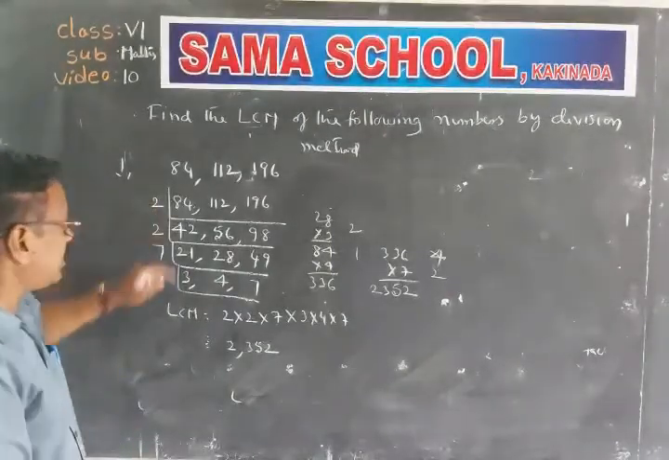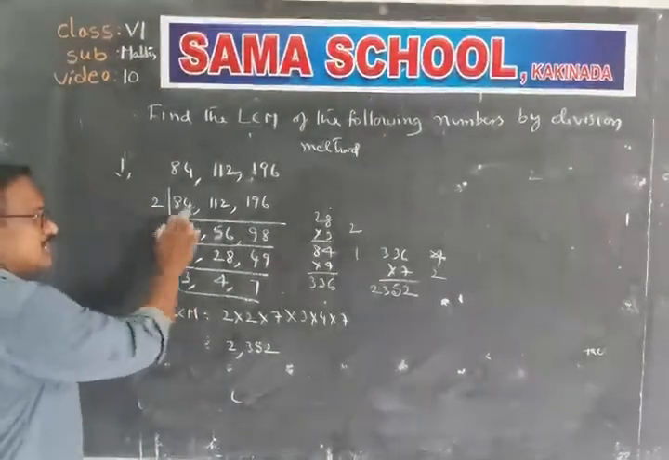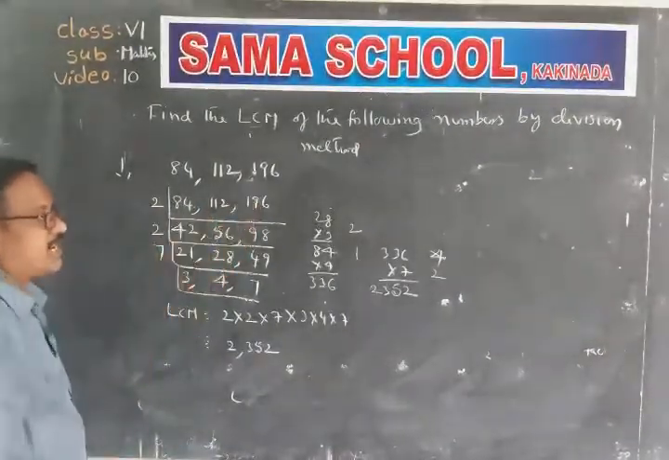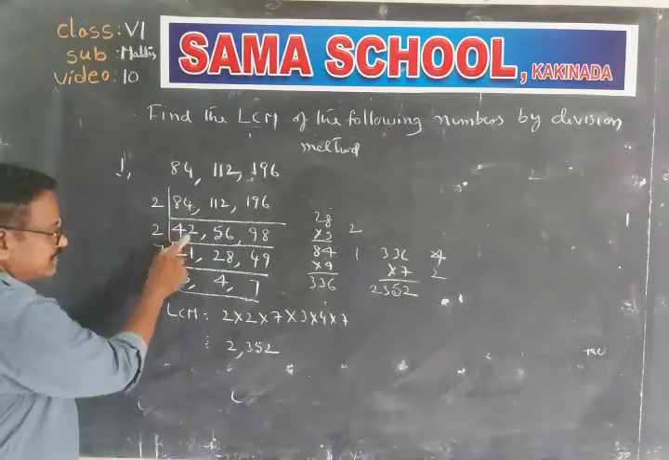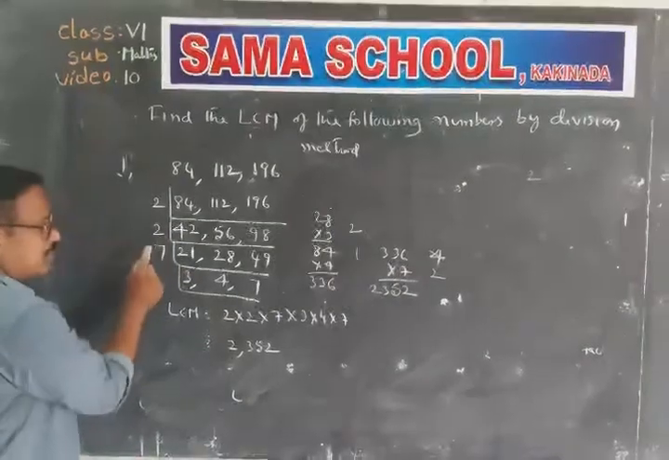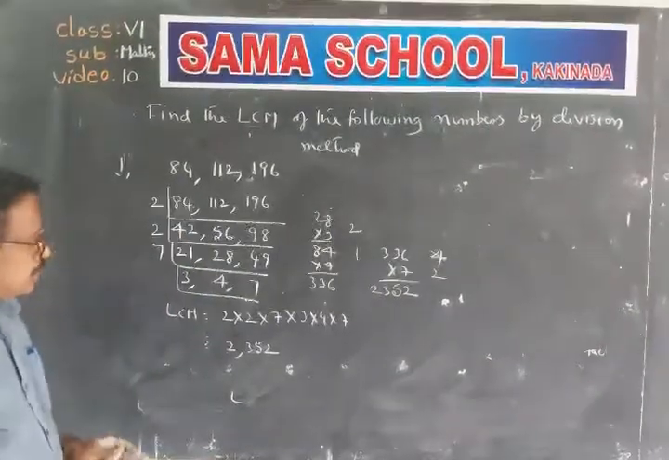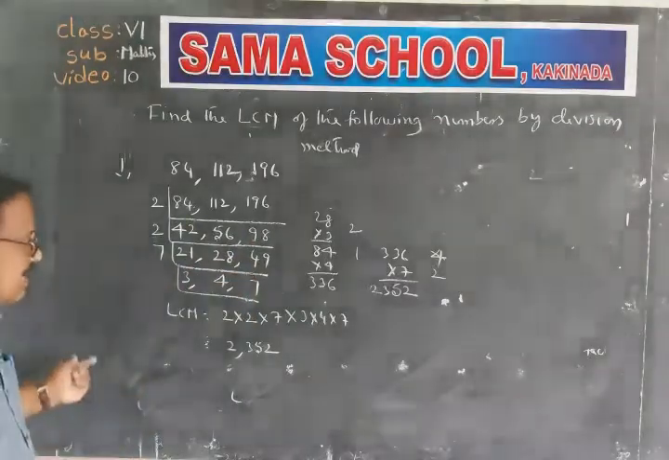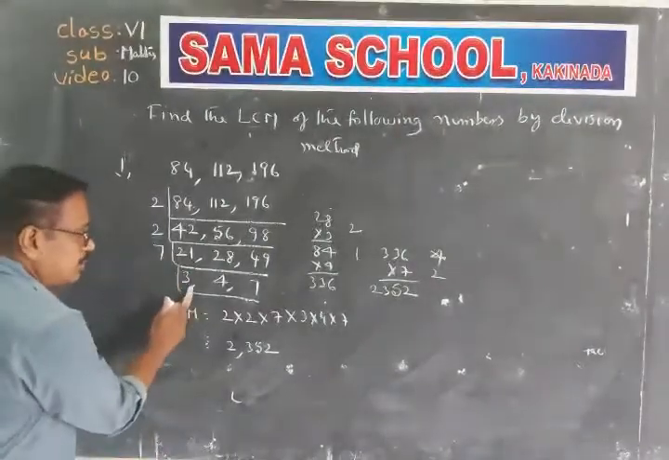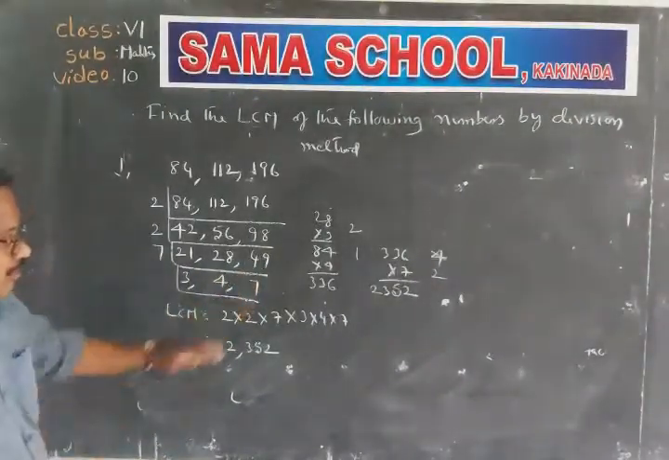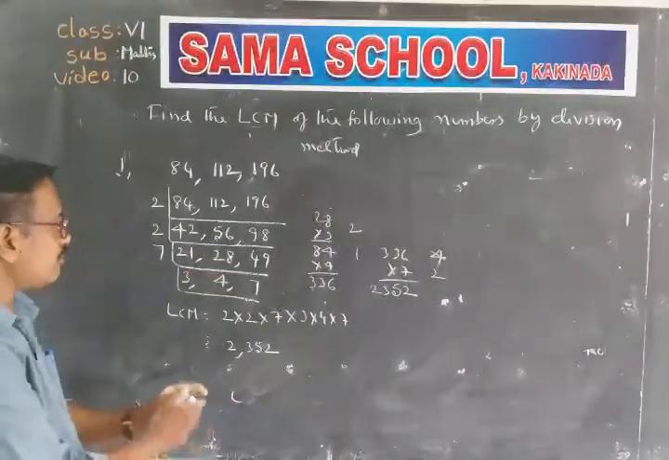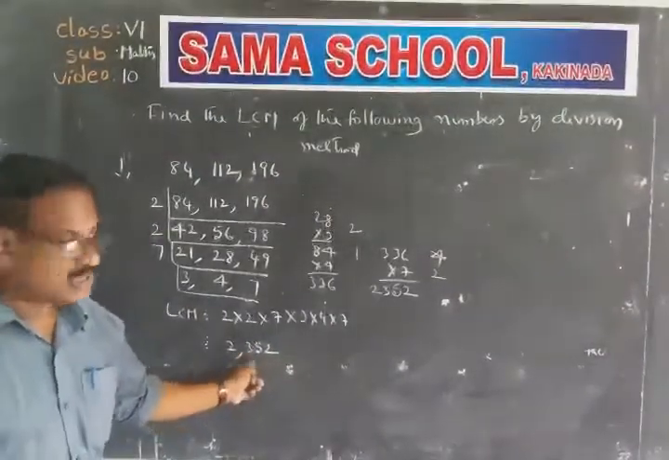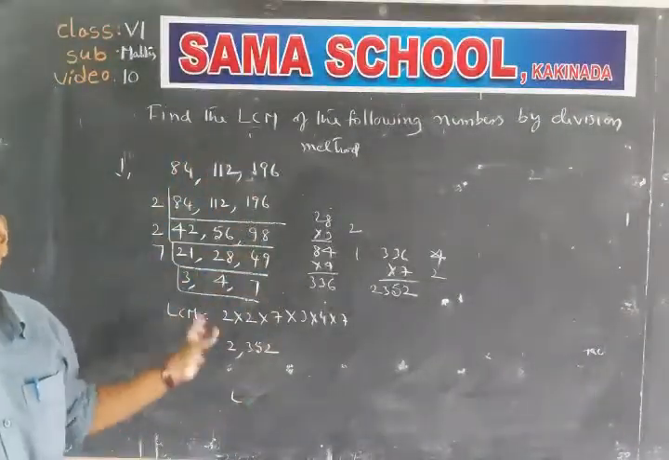First, we take the least prime number that divides. First we take 2, which divides all three numbers: 2 forty-twos are 84, 2 fifty-sixes are 112, 2 ninety-eights are 196. Again take 2: 42 divided by 2 is 21, 56 divided by 2 is 28, 98 divided by 2 is 49. Now 2 and 3 do not divide all, 7 divides: 7 threes are 21, 7 fours are 28, 7 sevens are 49. Finally, the LCM is the product of the numbers: 2 into 7 into 3 into 4 into 7, which is 2352. This is how to find the LCM by the division method.